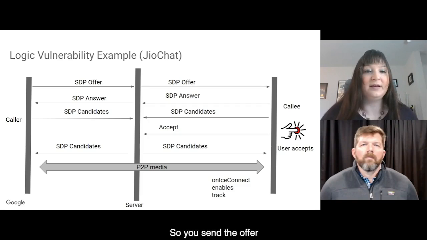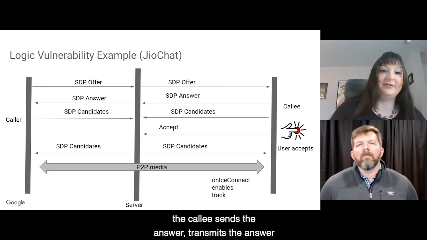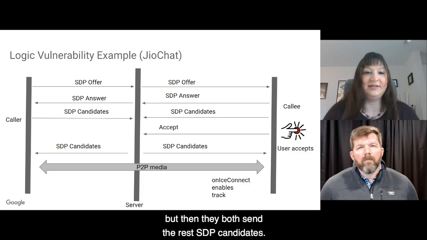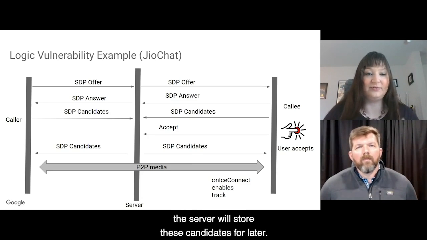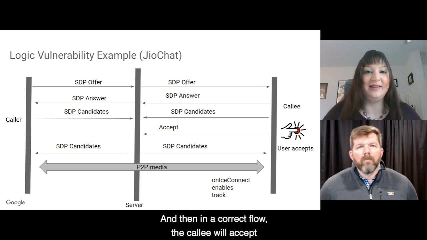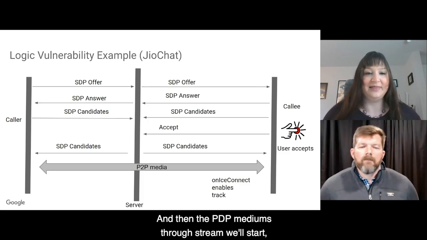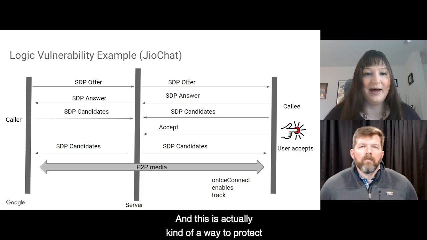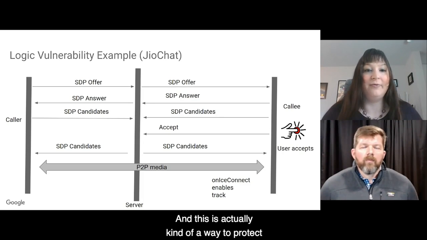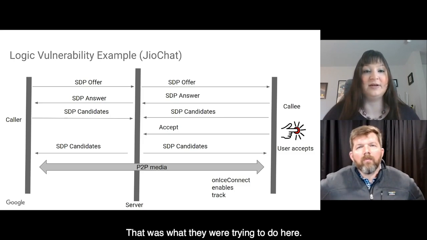So you send the offer, and then the server transmits the offer. The callee sends the answer, and it transmits the answer. But then they both send their SDP candidates, and instead of transparently passing them, the server will store these candidates for later. Then in a correct flow, the callee will accept, and both sides will get their candidates. Then the P2P media stream will start, and this will enable the call. And this is actually a way to protect against memory corruption problems. That was what they were trying to do here.